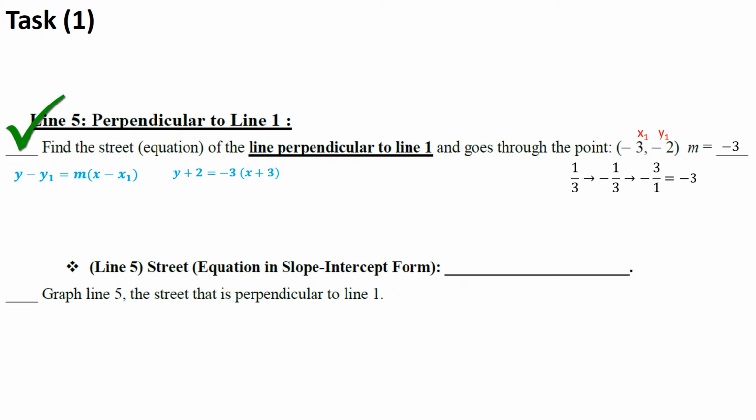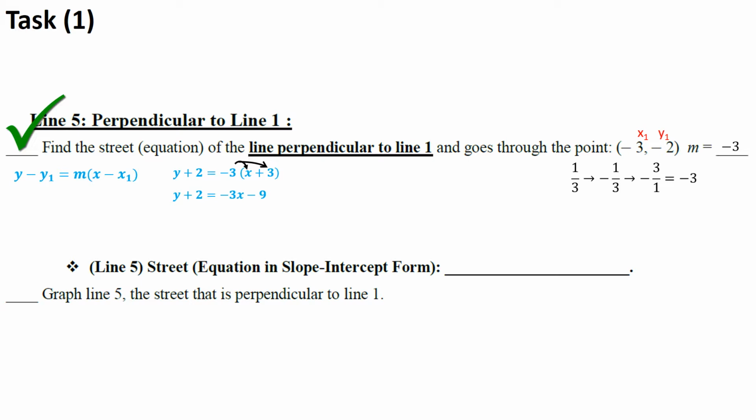Now we're going to simplify this by distributing. Anytime we have parentheses with a number, we simplify first before we solve. So let's take that -3 and multiply it times that x and also times that +3. That's going to give us y plus 2 equals -3x minus 9. Once again, we just got that from multiplying.